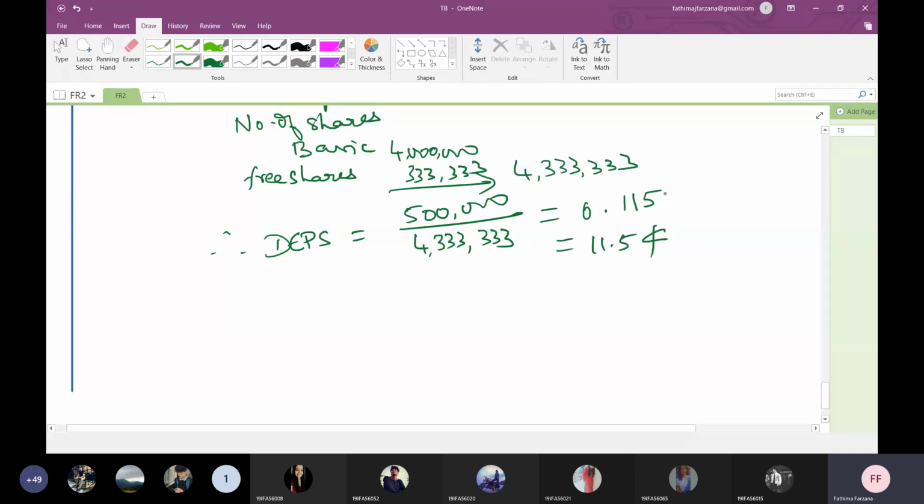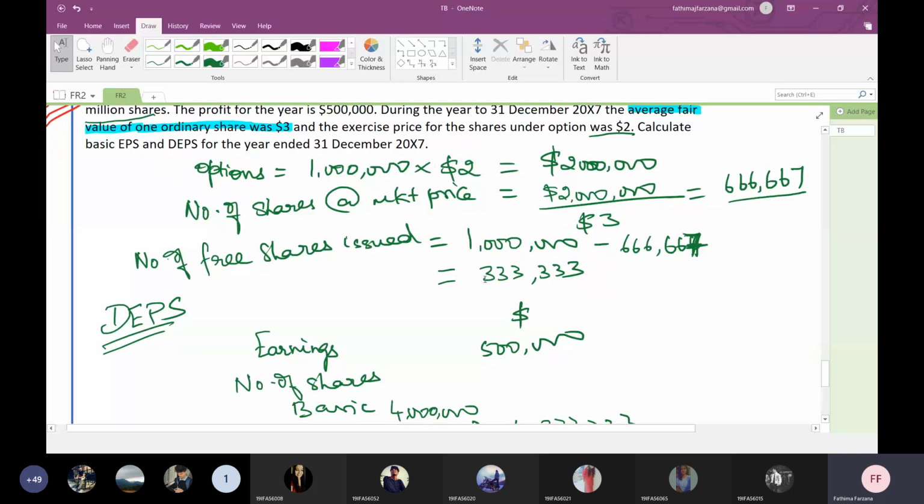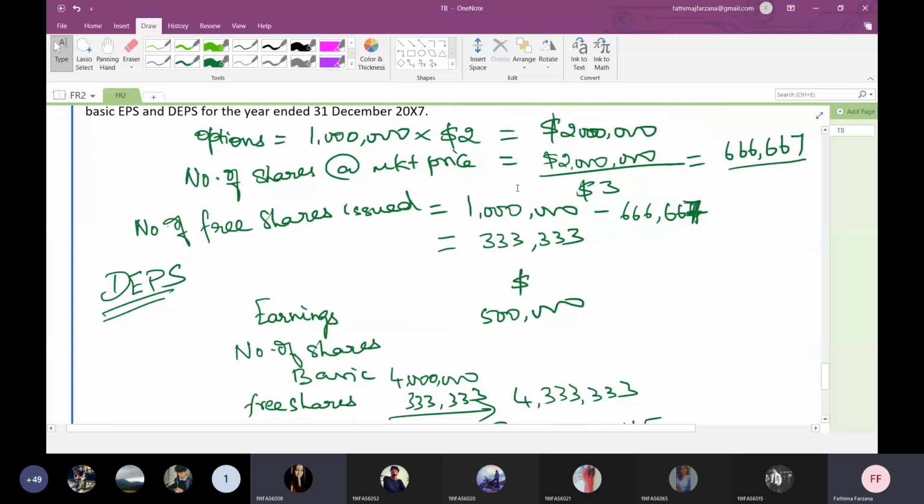You can have 4 decimals also, still more good. So you can have 3 or 4 based on the decimal. What is your 4th decimal, 5th decimal? Based on that, you can number it. This is also absolutely fine. So this is the DEPS, actually, diluted EPS. So we are taking only the free quotient. The exact option we are not considering. We are considering only the free share to find out the diluted EPS. We are not taking 1 million exactly.